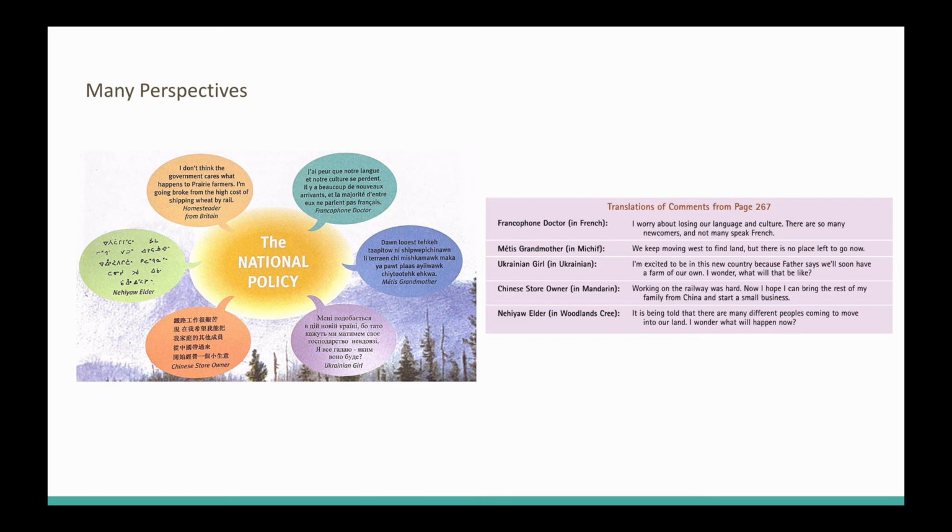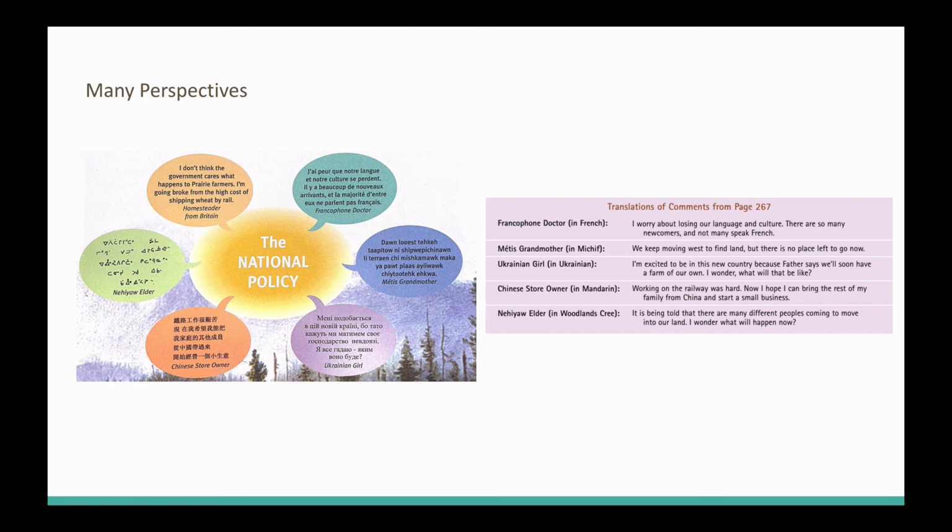And here are some of the perspectives from the West. So let's take a look at this. I stole this right out of your textbook. The Francophone doctor is going to worry about losing their language and their culture. There's so many newcomers coming into the West. Not many of them speak French. That's a fair worry to have.